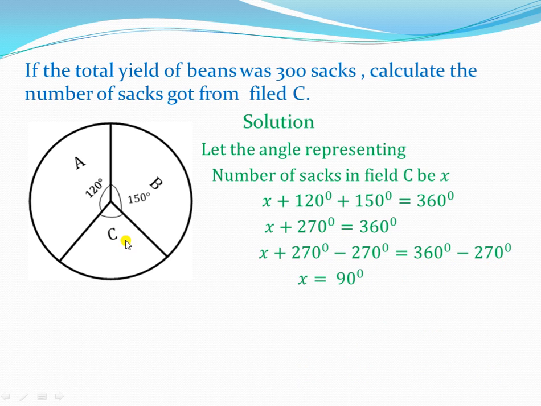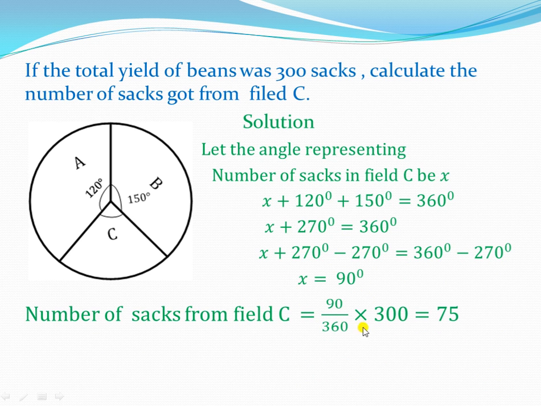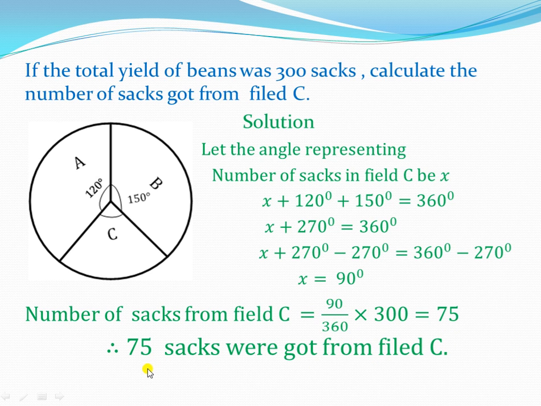Now that we know the angle that represents this sector, C, we can easily get the number of sacks got from field C by simply saying 90 divided by 360, then multiply by the total number of sacks, and that gives us 75. So in our conclusion, we shall say therefore 75 sacks we got from field C, and that gives us our solution to that question.